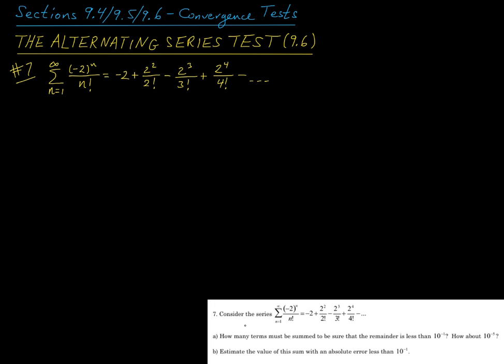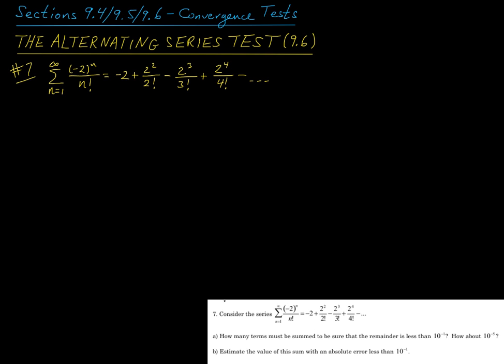Okay, question 7 says, consider this series where we're summing negative 2 to the n over n factorial, and n starts at 1 here. So in expanded form, this is negative 2 plus 2 squared over 2 factorial minus 2 cubed over 3 factorial, and so on. And part A says, how many terms must be summed to be sure that the remainder is less than 10 to the negative first? How about 10 to the negative fifth?